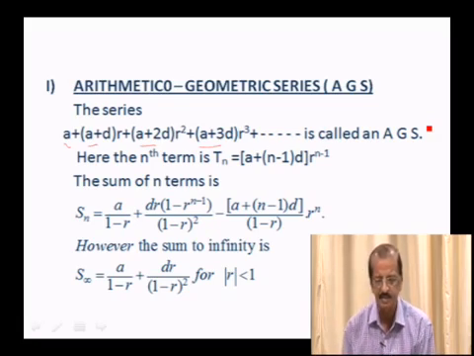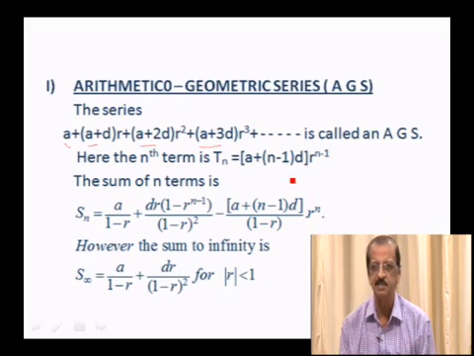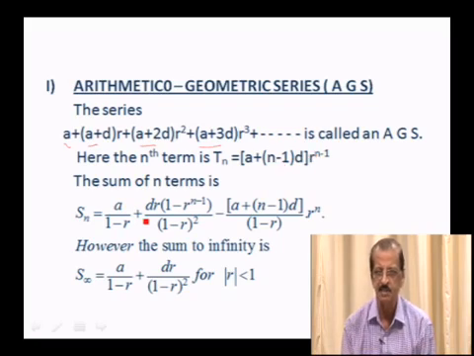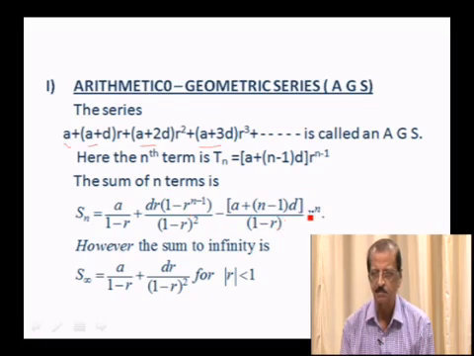The nth term of this arithmetico-geometric series is given by Tn is equal to a plus n minus 1 into d, r to the power of n minus 1. The sum of the n terms is given by this formula, Sn is equal to a over 1 minus r plus dr into 1 minus r to the power of n minus 1 divided by 1 minus r whole square, minus of a plus n minus 1 into d over 1 minus r into r to the power of n.